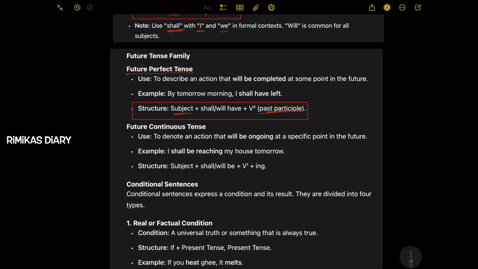So future continuous tense. It's used to denote an action that will be ongoing at a specific point in the future. Example: I shall be reaching my house tomorrow. So structure: subject plus shall or will be plus verb 1 plus ing. So it will be an action that will be continuing at a specific point in the future. So I shall be reaching my house tomorrow.